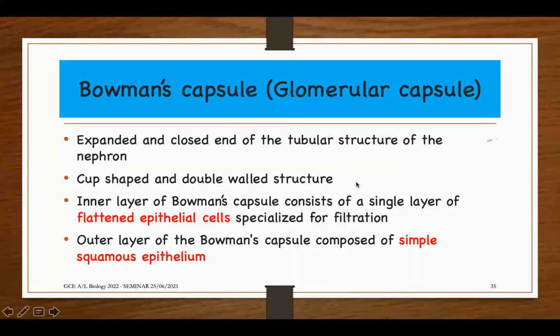Here, the expanded and closed end is cup shaped and double walled. There is an inner layer and an outer layer. The inner layer of Bowman's capsule has a single layer of flattened epithelial cells. You learned in the first part of animal form and function about the tissues, the epithelial tissues, the different kinds, then the connective, and so on. So in the inner layer of Bowman's capsule, you have flattened epithelial cells that are specialized for filtration, because the Bowman's capsule is involved in filtration of blood, through a process called ultrafiltration.